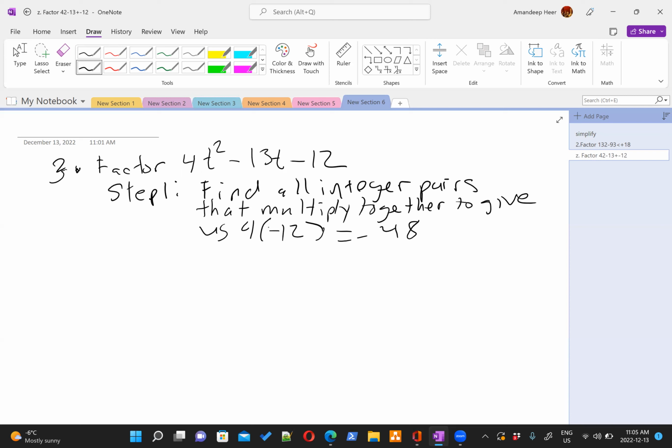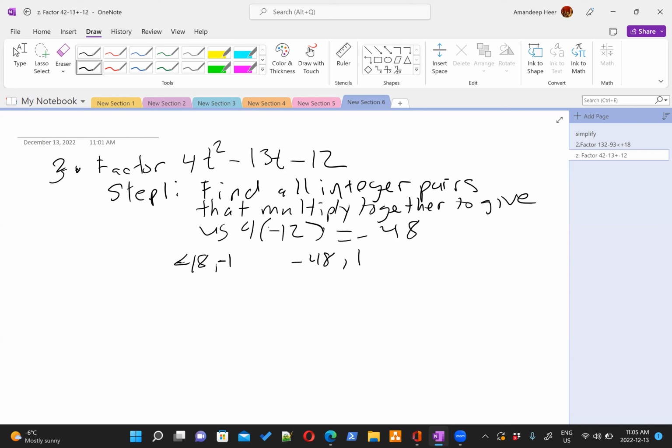The second step is, sorry, we didn't do the first step yet. So let's do that one. What are all the pairs that multiply together to give you -48? What are those pairs? Let's look at them. So of course, 48 and -1, -48 and 1.